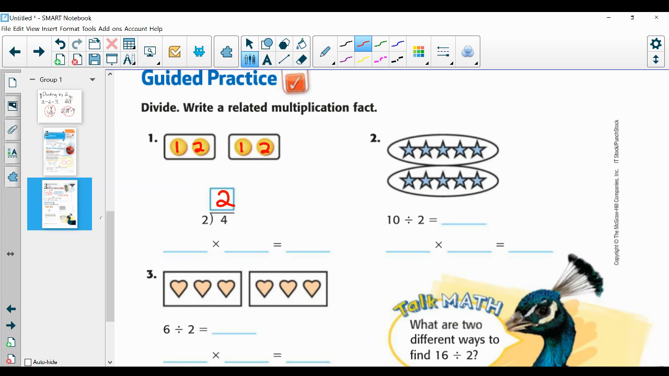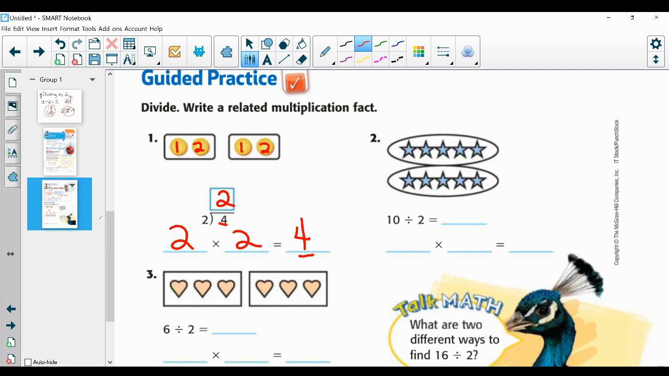And I can write a related multiplication fact. Remember that my total goes out here on this line after the equal sign. So I'm going to put my 4 there. I have 2 groups of 2 counters in each group, which equals 4.